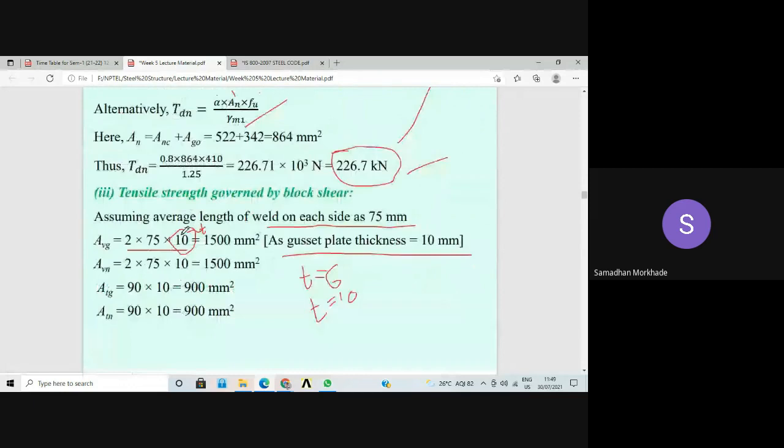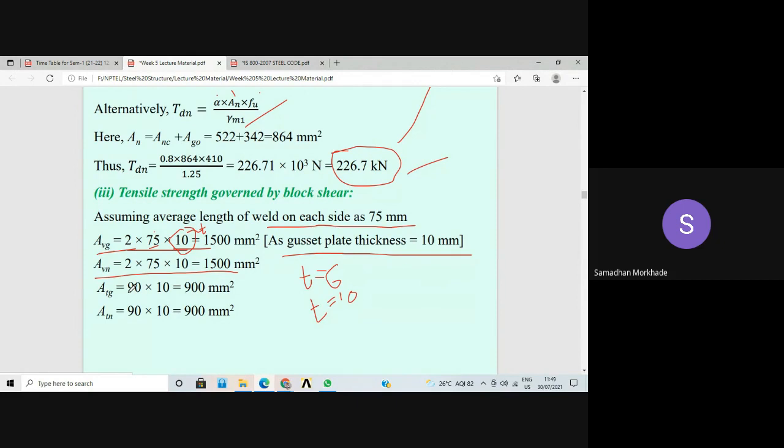Okay, so 2 into 75. 75 is the length on top and 75 on the bottom, so 75 plus 75 is 150, into 10. Similarly AVG, whatever AVG is, AVN will be the same, because there is no net area in the case of welded connections. All are the gross area.